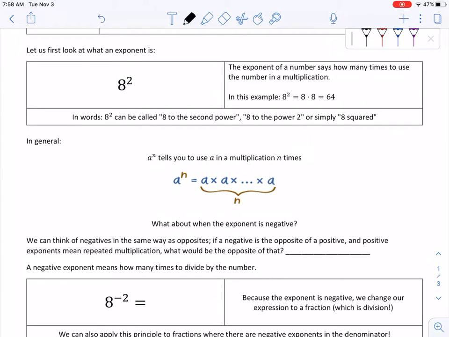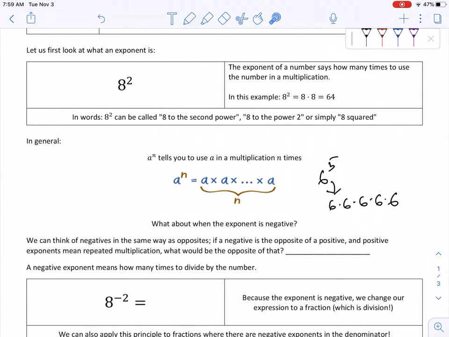So again, if we had 6 to the fifth power, a common mistake that students make is they will do 6 times 5. But what this means is that there are 5 6s multiplying together. And then you would actually go through and calculate that. 6 times 6 times 6 times 6 times 6.